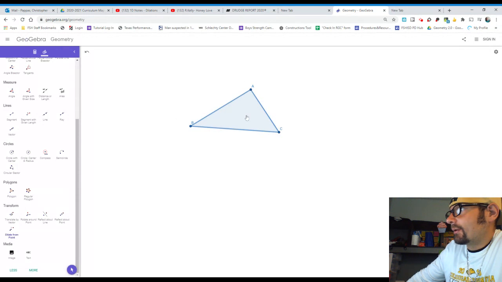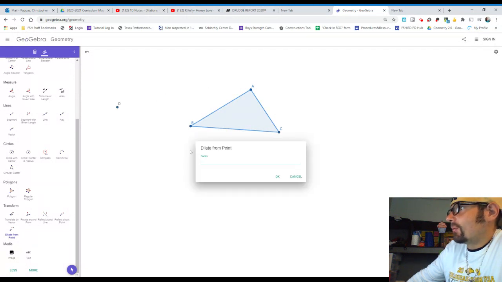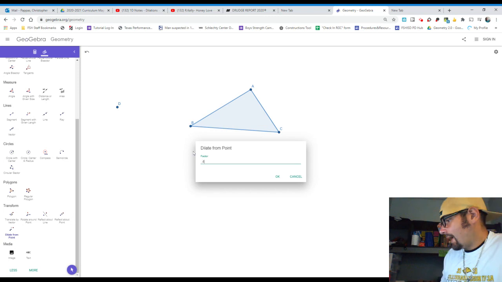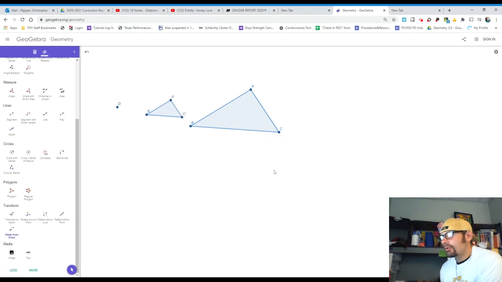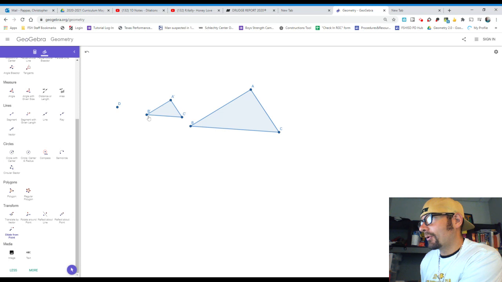So we're going to hit dilate from point, click on our triangle, put a point out here somewhere, and let's say we'll dilate it by a factor of 0.4. Now we have our new triangle, A prime, B prime, C prime, that's dilated by a factor of 0.4. So A prime B prime is 0.4 times as large as this AB, and A prime C prime is 0.4 times as large as AC, et cetera. We talked about that in the previous video.